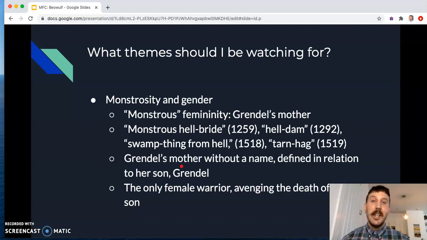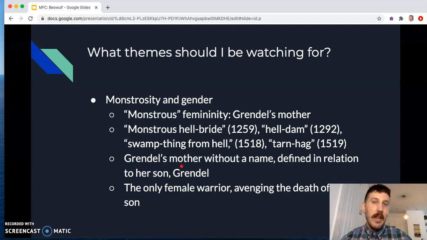Grendel's mother makes a huge appearance later on, and the text seems to desire to portray her as a form of monstrous femininity. There are numerous gendered terms applied to her throughout the text. Monstrous hell bride, hell dam, swamp thing from hell, tarn hag. All of these epithets are associating monstrosity with gender. That's actually how these kennings work. Hell bride, hell dam, tarn hag, bringing together those two things.